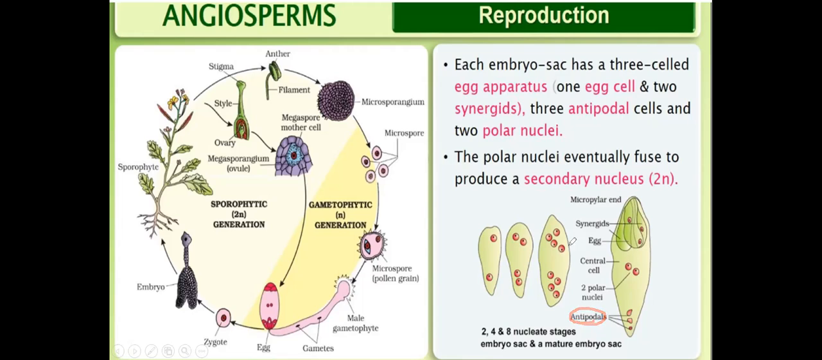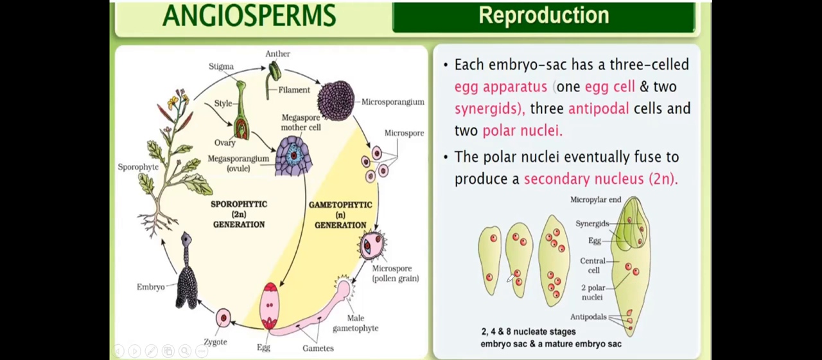Antipodal cell. So here, how many nuclei are there? 1, 2, 3, 4, 5, 6, 7, 8. Eight nuclei are there. But this is one cell, and these three here are three cells. It will become a central cell. So 4 cells, 5 cells, 6 cells, 7 cells. So the mature embryo sac has 7 cells but 8 nuclei, because here 2 central nuclei are there.